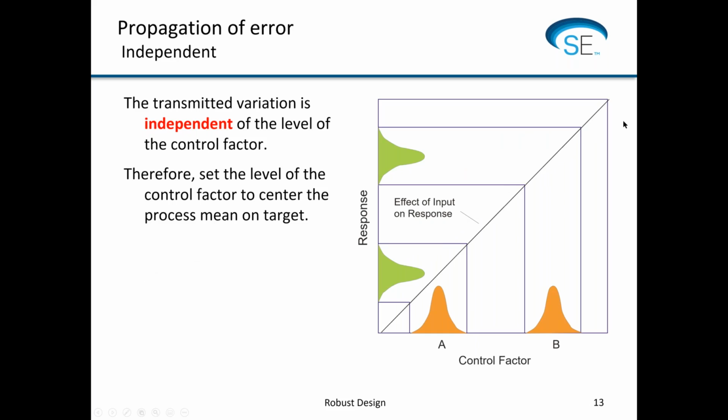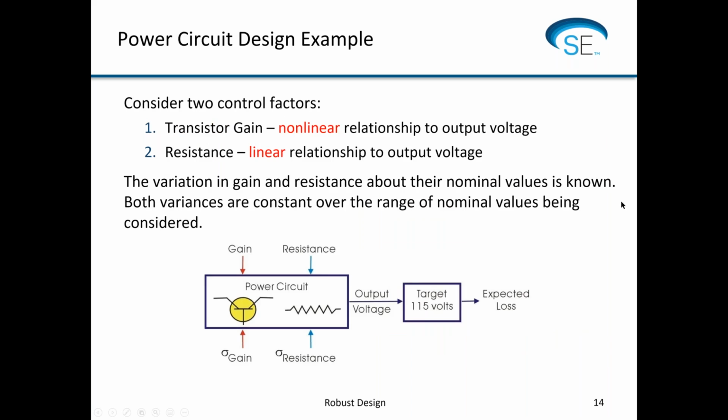If we have a linear relationship, you can see that the variation in the control factor is going to generate constant variation in the response, regardless of its setting. Because it's not going to get any flatter if it's linear, so it's always going to be constant.